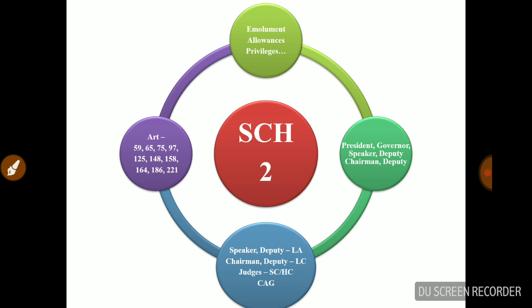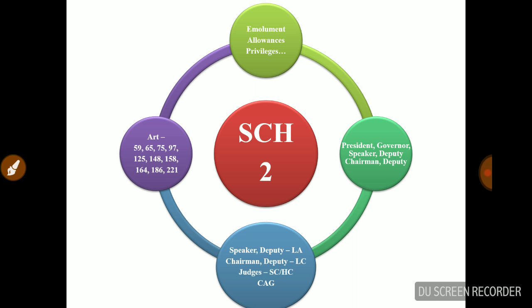And Schedule 2, this is what I am talking about. It is about the emoluments, allowances, salary, privileges and so on of all the important employees like the President, Governor, Speaker, Deputy Chairman. So Speaker, Deputy Chairman, you have to be clear about one point. We know that there are two houses in the Parliament, that is Lok Sabha and Rajya Sabha, right? So in Lok Sabha we have a Speaker and a Deputy Speaker. Correspondingly in Rajya Sabha we call the same position Chairman and Deputy Chairman. So Lok Sabha: Speaker and Deputy Speaker; Rajya Sabha: Chairman, Deputy Chairman.